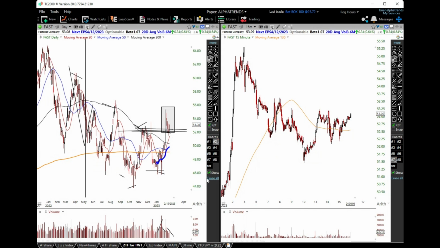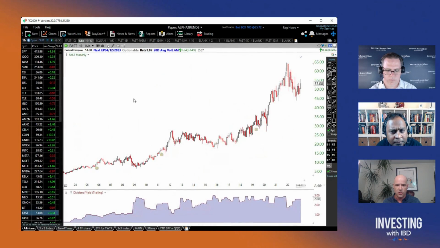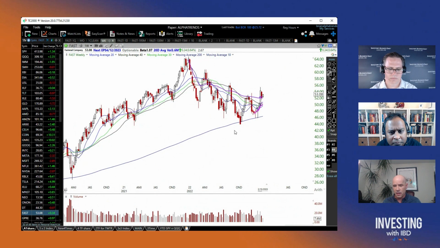So I look at that and say, let's back it up a little bit. Let's look at the weekly time frame just for a simpler view. And that's a monthly, but here's the weekly. So oddly, it held the 200-week moving average. But here we see the 10, 20, 30, 40-week moving average all flattening out and turning higher.